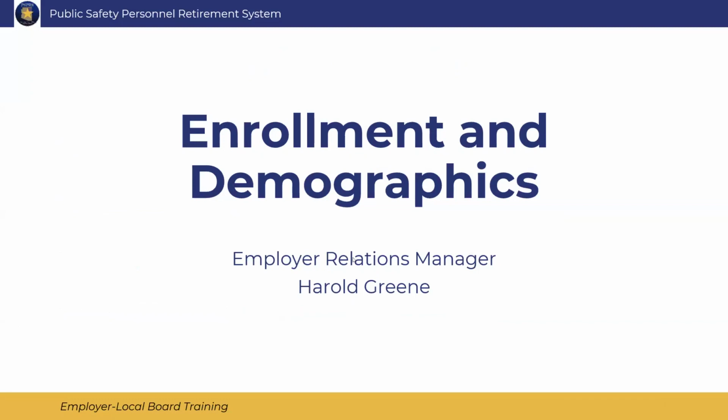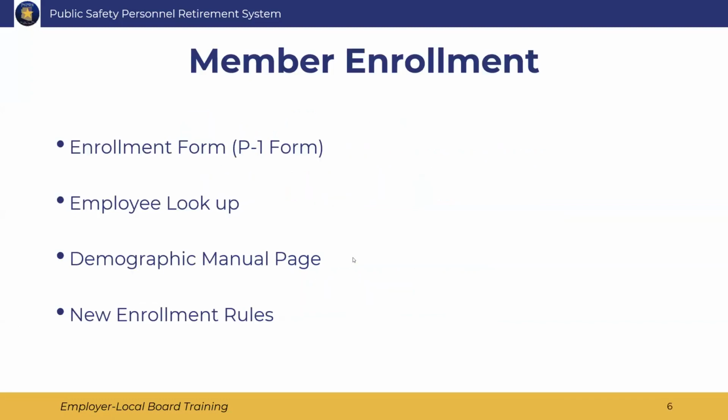So we're going to start with the actual enrollment process. Enrollment form, the P1 form. Most of us have seen this, but for those of you that haven't, this is the enrollment form that the member completes when they enroll with you as an employer, get hired in with you as an employee. Then we're going to take a look at the employee lookup to determine whether or not an individual is actually in our system or not. Demographics manual page, going to go over that again. This has been a recent topic from some of our employers that have been having some issues with completing that and understanding what needs to be entered in there. And then the new enrollment rules.